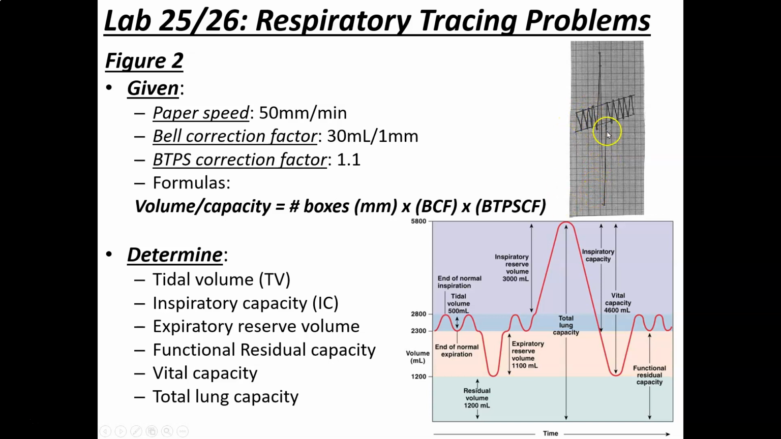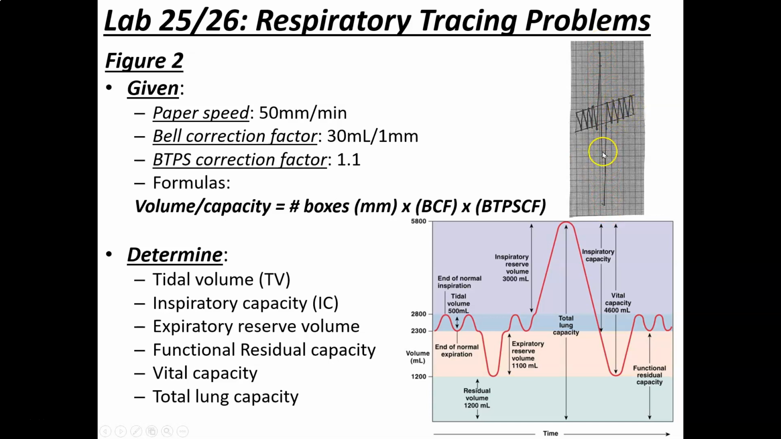So in this case, this is a vital capacity, and the person was just breathing normally. So you see the tidal volume, which actually measures very similar to the tidal volume that they had when they were just doing that first tracing. And then they take a maximum breath in, so we see it go up, reach a peak, and then blow it all out, and then go back up to normal.